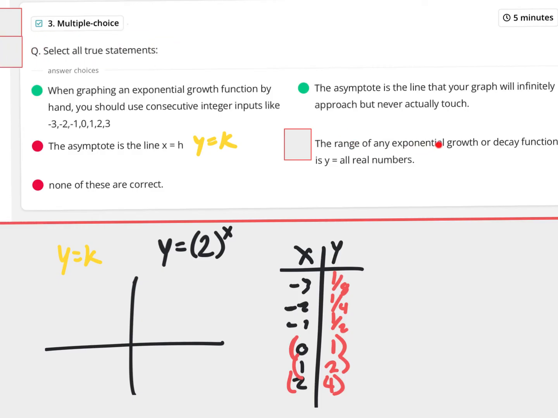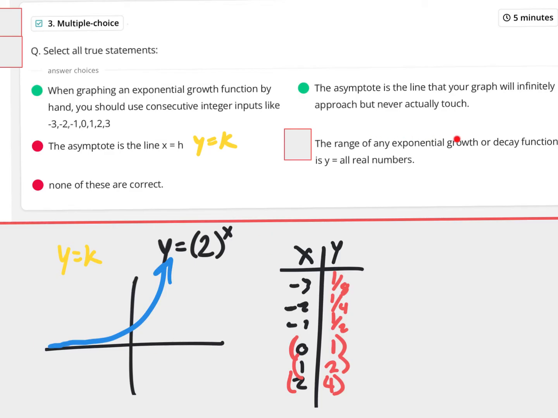What else? The range of an exponential growth or decay function is y equals all real numbers. We know that's false, right? When you have an exponential growth function, it grows, and the range doesn't go up and down forever. It goes from the asymptote value, in this case 0, and above, so it would be y is greater than the k value, 0. Obviously, there is no plus a number over here, so it would be plus 0. That's why the asymptote value is 0.